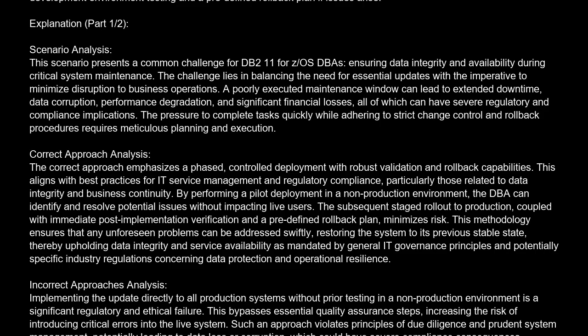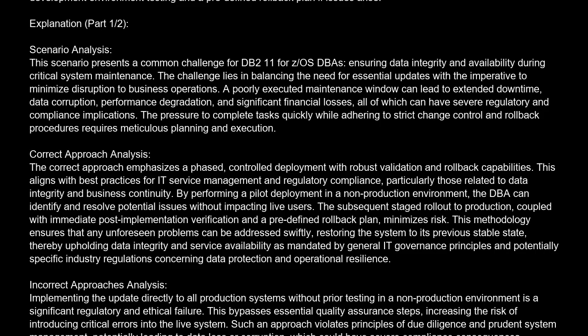This methodology ensures that any unforeseen problems can be addressed swiftly, restoring the system to its previous stable state, thereby upholding data integrity and service availability, as mandated by general IT governance principles and potentially specific industry regulations concerning data protection and operational resilience. Incorrect approaches analysis.